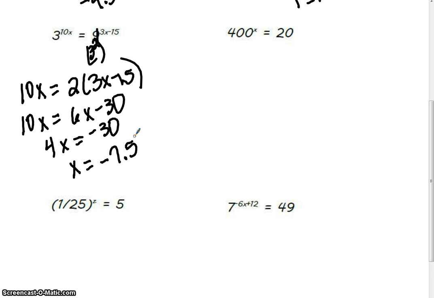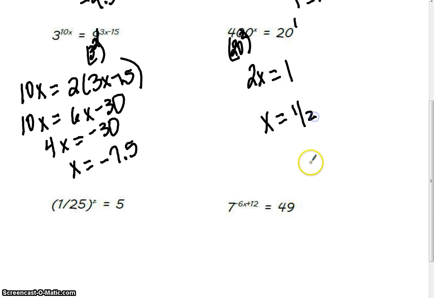We have 400 and we have 20. Take your calculator and see if 20 squared is 400. It is. So this is the same thing as saying 20 squared to the x. 2 times x gives you 2x equals, if there's not an exponent, that's like it's to the first power. So 2x equals 1. Divide by 2 and x is equal to 1/2. Or you could say x is equal to 0.5.